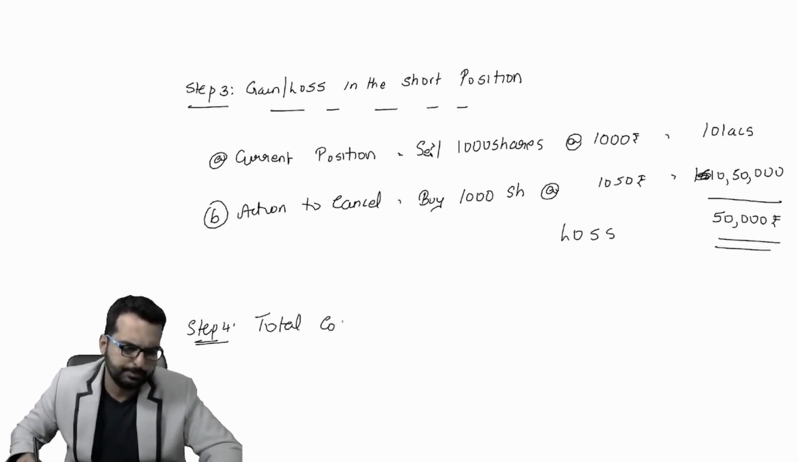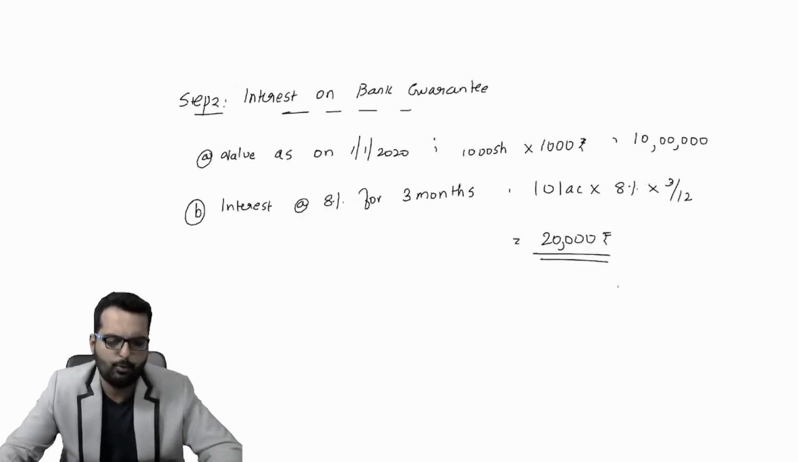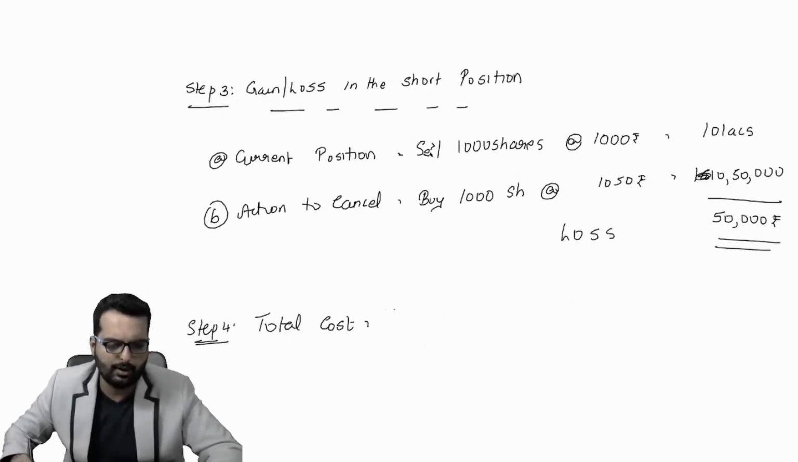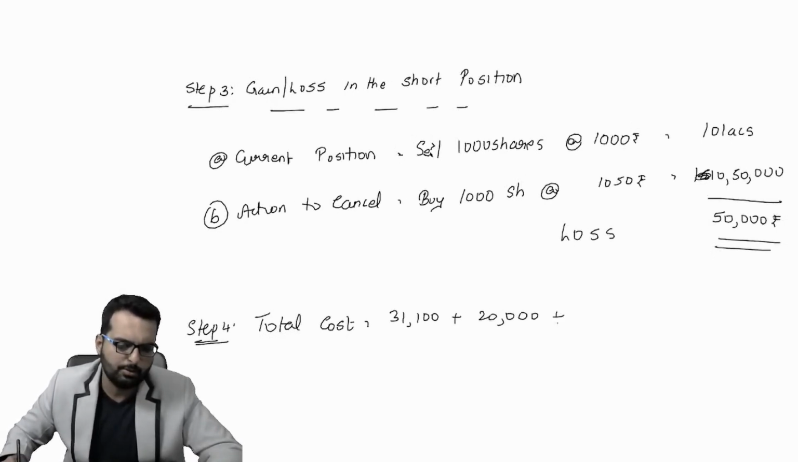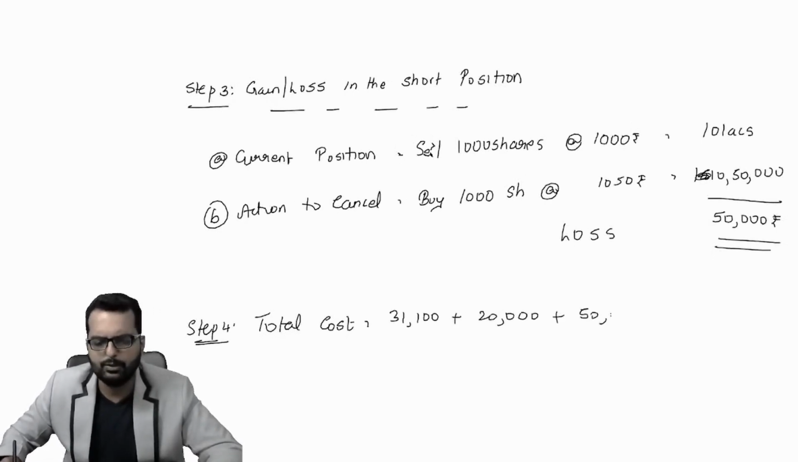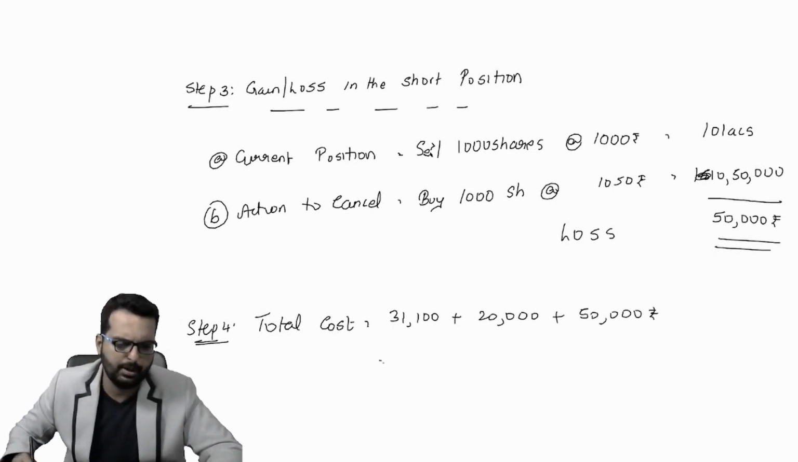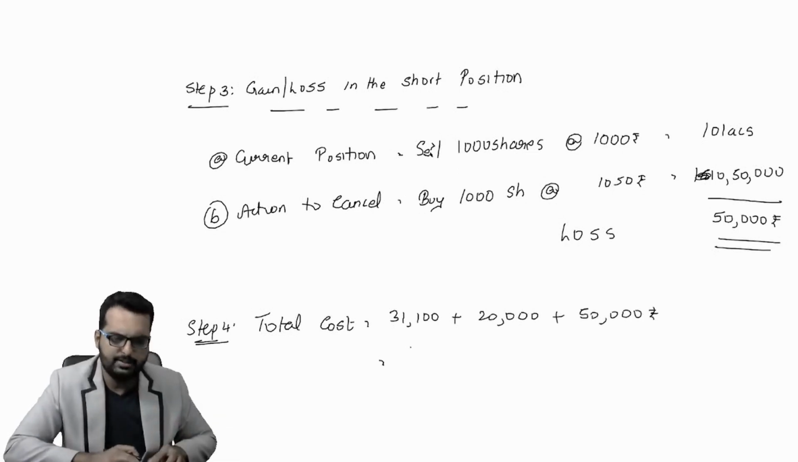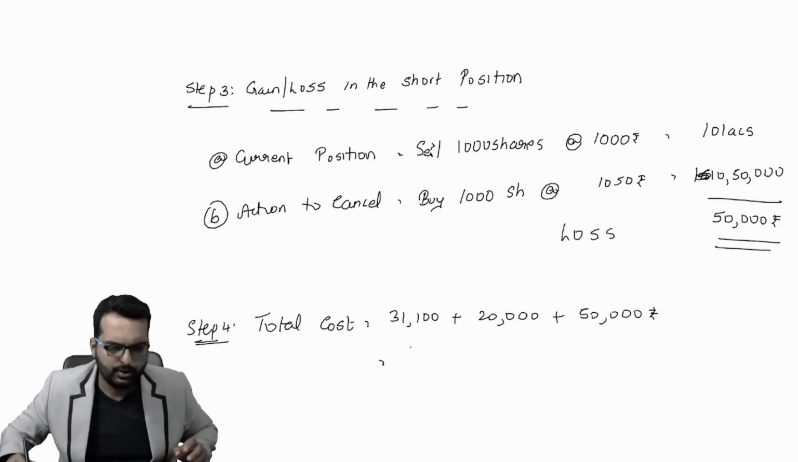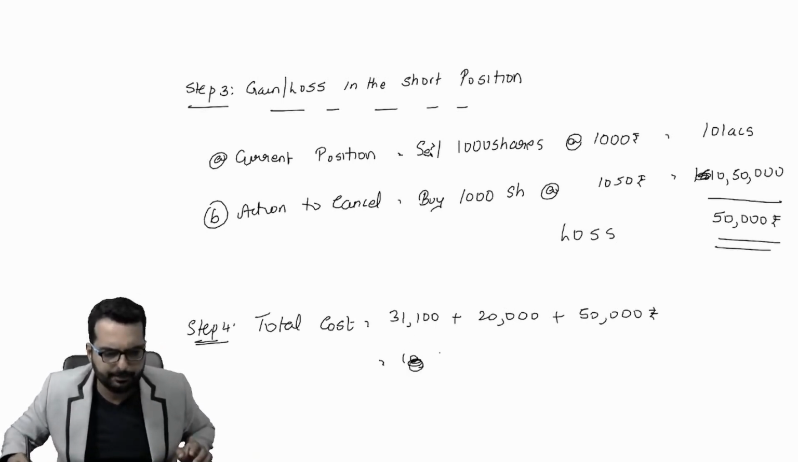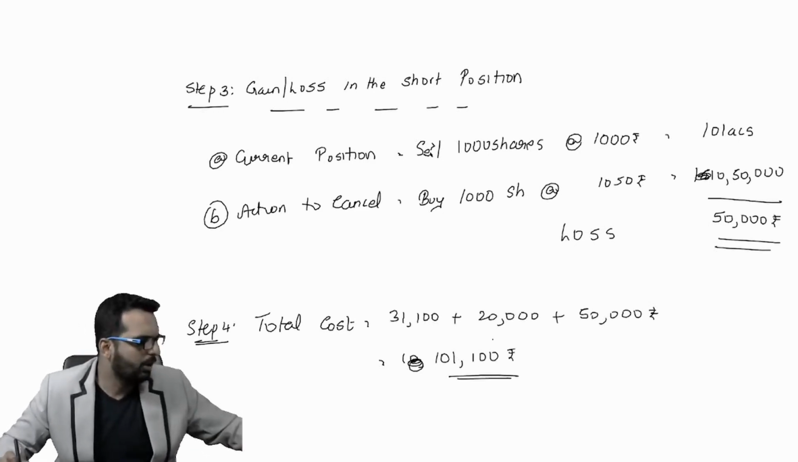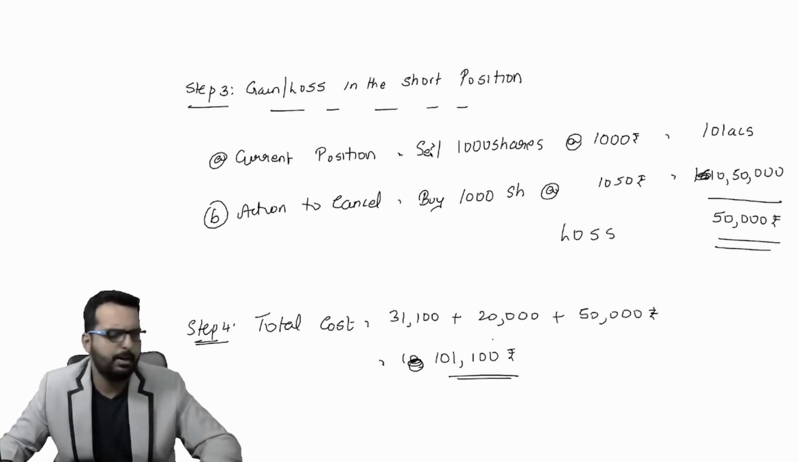All right. So the summary would be, I'll put step number 4, total cost. That would be step 1. How much has he spent there? 31,100 he has to pay, plus 20,000 interest on bank guarantee, plus you have a 50,000 rupees also coming in over here. If you add up all these three, you'll get the total as how much? 1 lakh 1,100 rupees. This is going to be the total loss in situation number 1. Can you write down this in your books now?